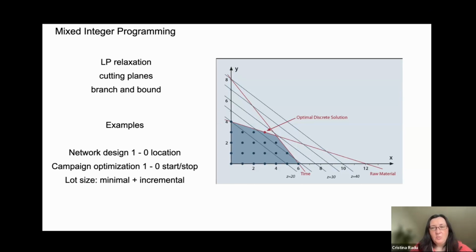So mixed integer programming is very popular in supply chain, and we are going to talk about those two cases in the course. Campaign optimization, we will show you how it's done using mixed integer programming and other methods, and lot size.